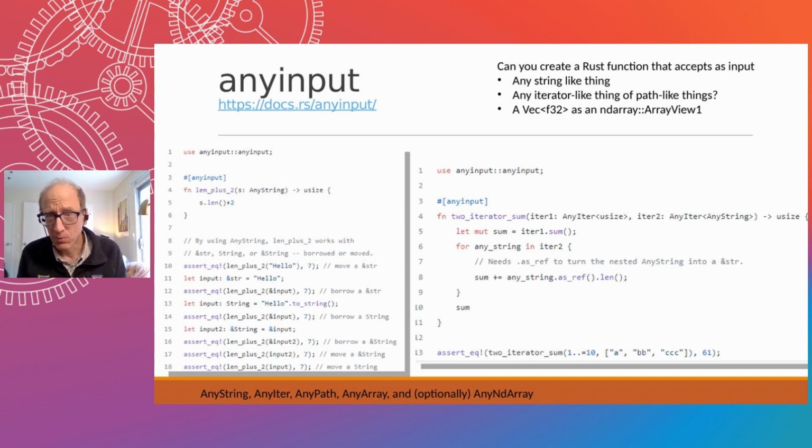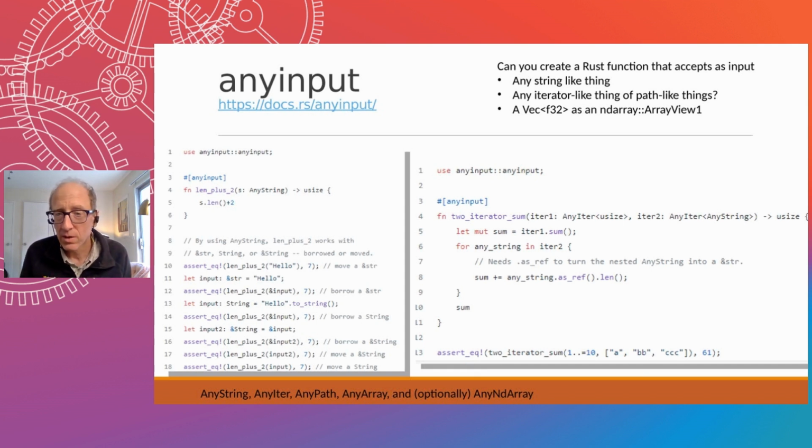And then inside the function, we're going to sum up the numbers we get in the first iterator. And in the second iterator, we'll take the length of all the string-like things and we'll add that to our accumulating sum, and then we'll output it. And at line 13 on the right, you can see an example.